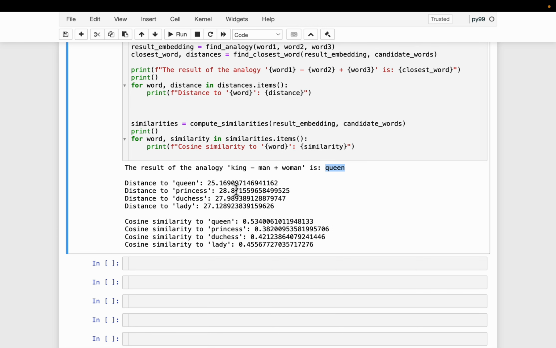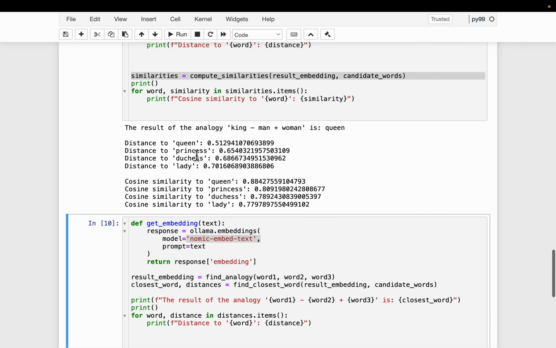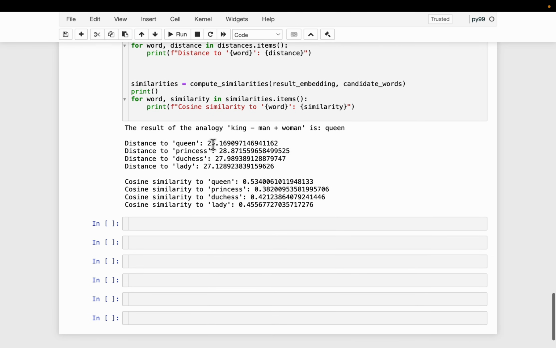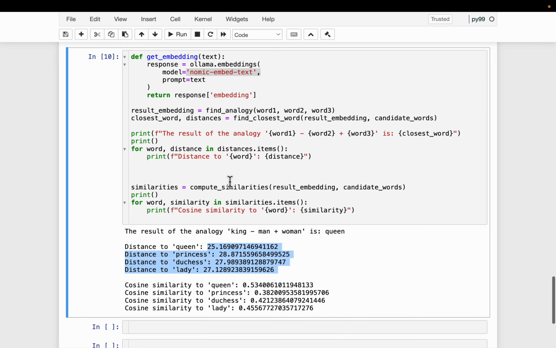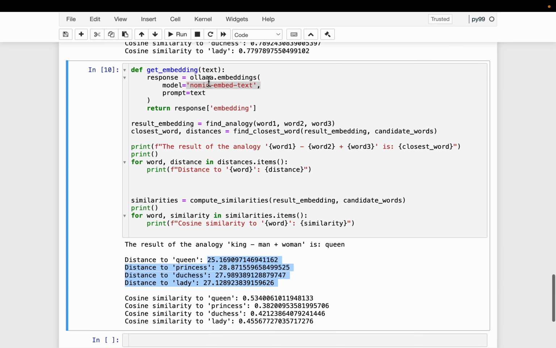And then if you look at the distances, this is 25, 26, 28, 27, 27. Now here these distances are quite high, whereas the OpenAI distances are below 1. But what is important is the relative distances, not the absolute distances. It does not mean that the embeddings in this vector space are far from each other. Only the relative distance is important.